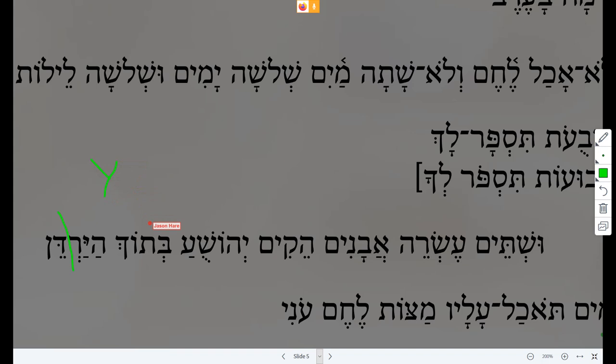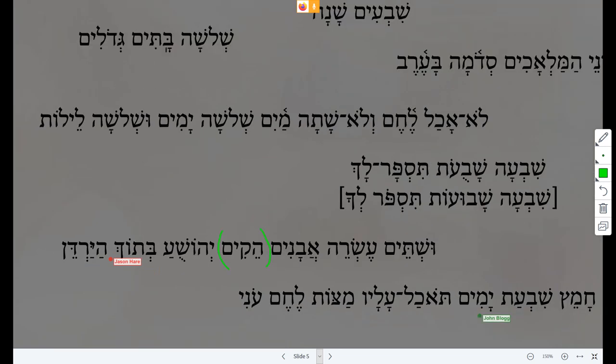Yarden is also the country that's across the river from Israel. So, ushtem esre avanim hekim Yehoshua, this is the verb. Joshua set up 12 stones in the middle of the Jordan River. Ushtem esre avanim hekim Yehoshua betoch ha-Yarden.